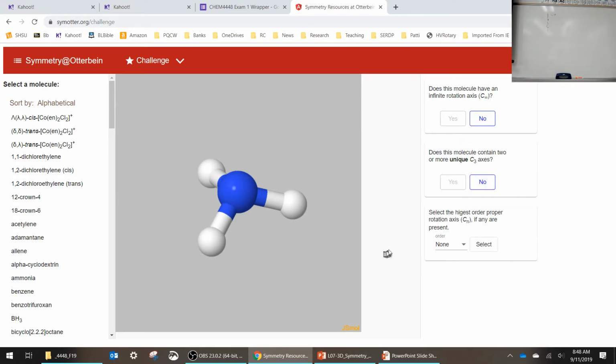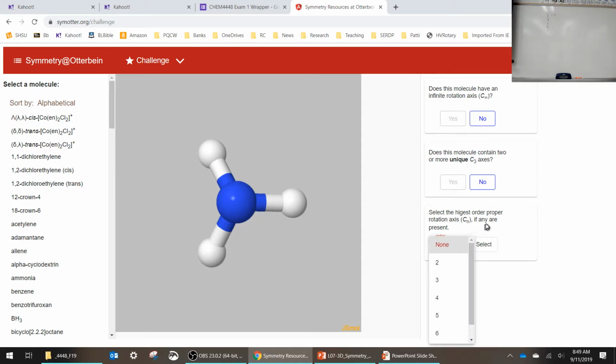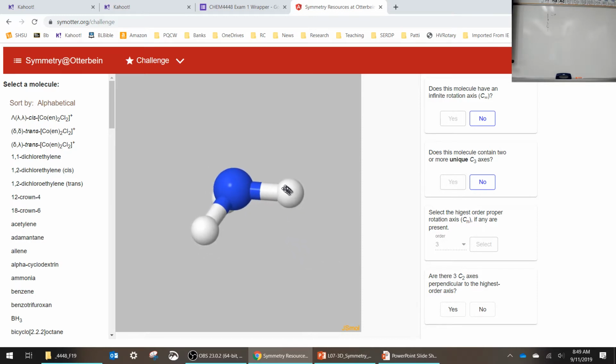Okay, select the highest order proper rotation axis. So that would be looking down this one here. And then it's asking, select the highest proper rotation axis, if any are present, so C3. Are there 3 C2 axes perpendicular to the highest order axis? So is there a C2 90 degrees to that?